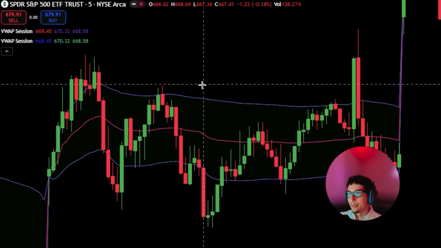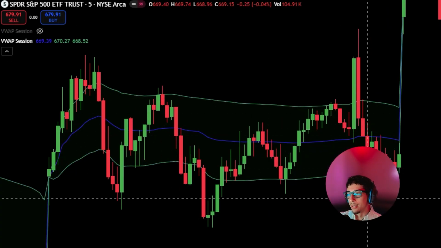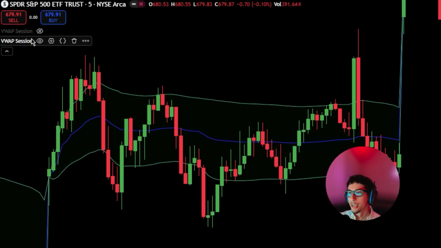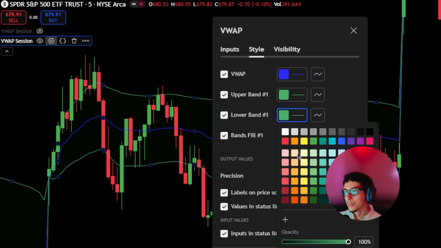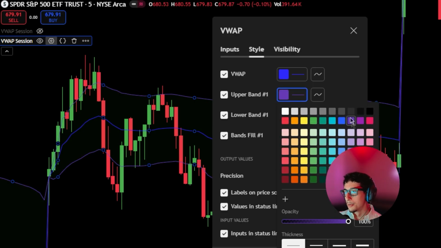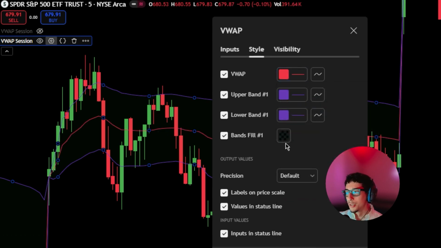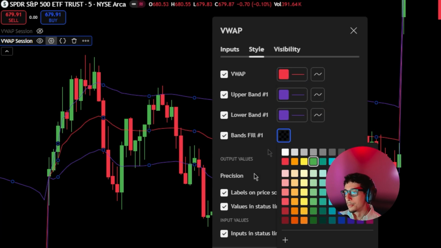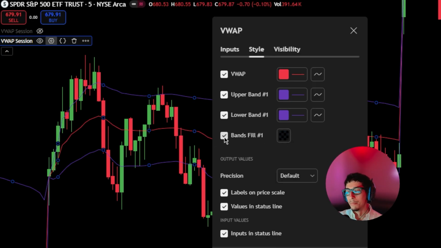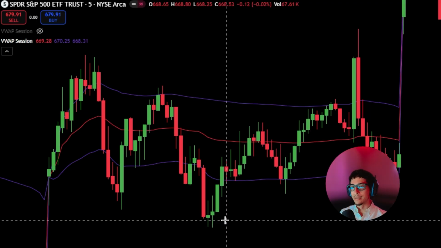Once you click on that, you're going to get something that looks like this, and I'm going to show you the settings to change. First, you can change the colors if you want to match your chart. I will typically change the lower and upper band to purple and the middle VWAP band to red. Once you do that, all you want to do is click on bands fill and change the opacity to 0%. You could uncheck it, but for some reason, whenever you restart TradingView, it's going to pop back in. That's literally all you have to do to add VWAP to your chart.